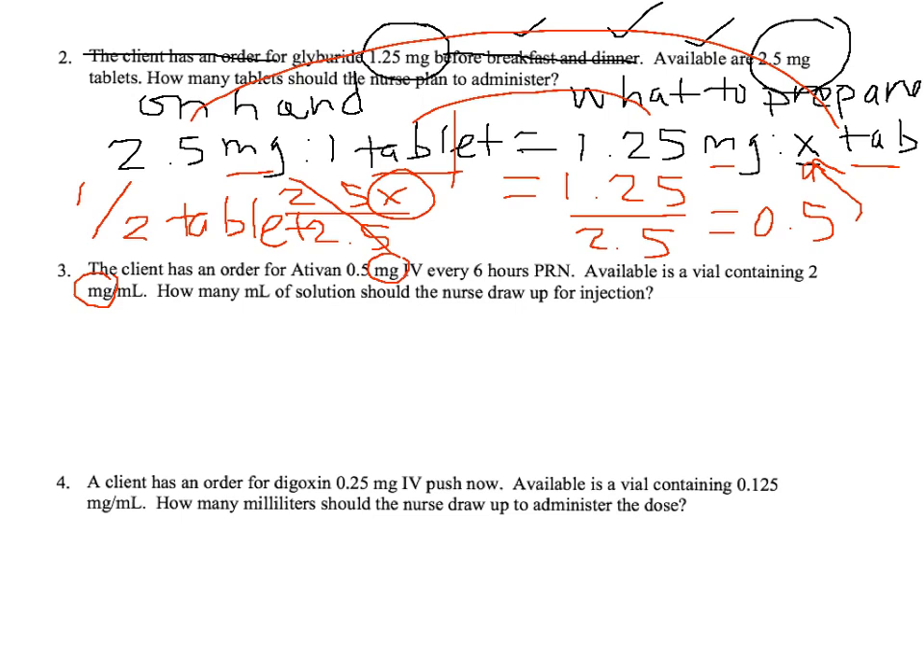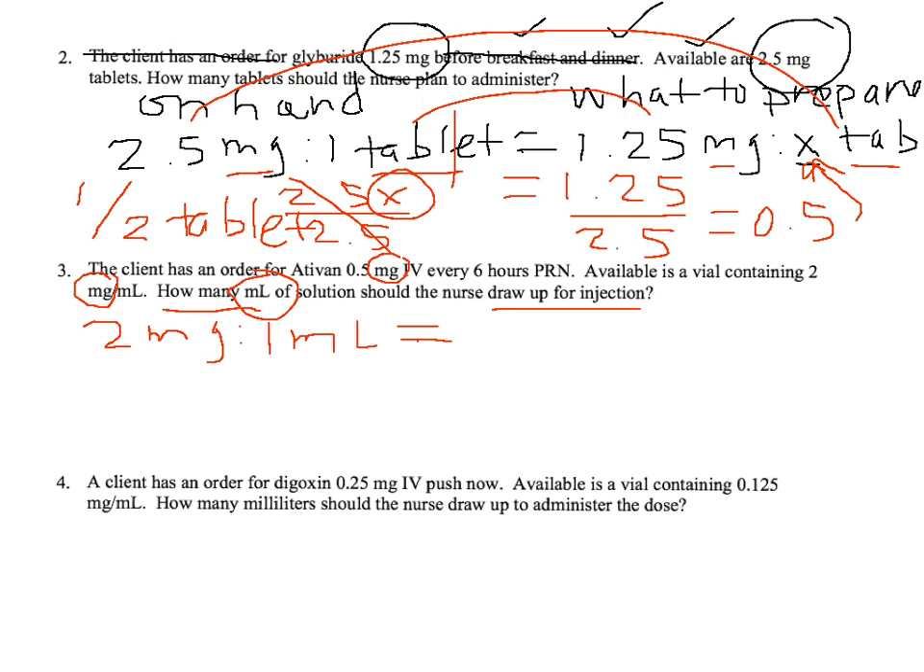So I think we were talking about what's ordered is in milligrams, and the vial comes with 2 milligrams per mil. And so now the next crucial piece in the conversation is what is the test question looking for? Well, it wants to know how many milliliters of solution should the nurse draw up or prepare for injection. All right, so what we're going to do again is over on the left-hand side, write down what we have on hand. So what we have on hand is 2 milligrams in 1 milliliter.